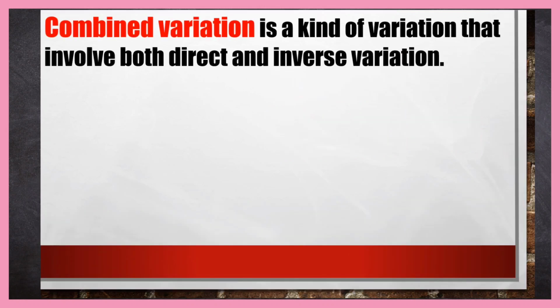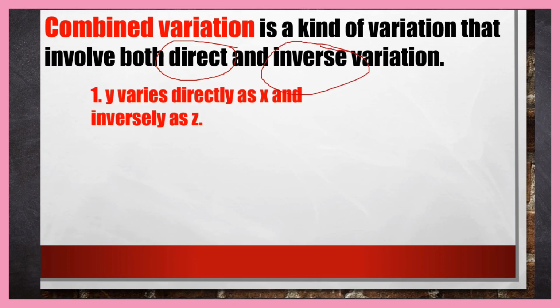Combined variation is a kind of variation that involves both direct and inverse variation. So we have the combination of the two, the direct and inverse variation. For number 1, we have Y varies directly as X and inversely as Z. So let us write the mathematical equation for that. So we have Y is equal to KX over Z.